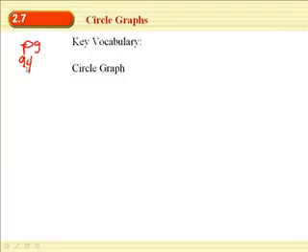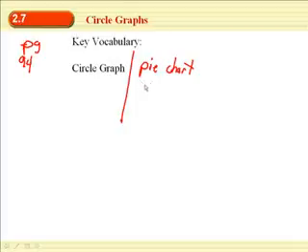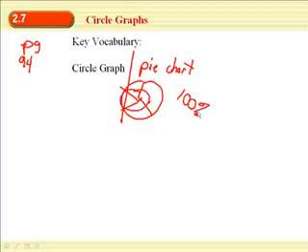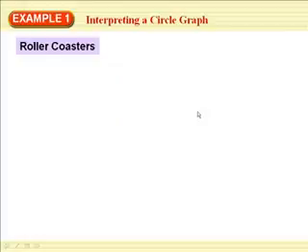Key vocabulary is just circle graph, and it's basically almost like a pie chart. It takes data and puts it in a circle, and it splits up the data according to how big the pieces of pie are. In a circle graph, the whole circle represents all of the data. One thing to look at is it represents 100% of the data. So let's look at some problems.